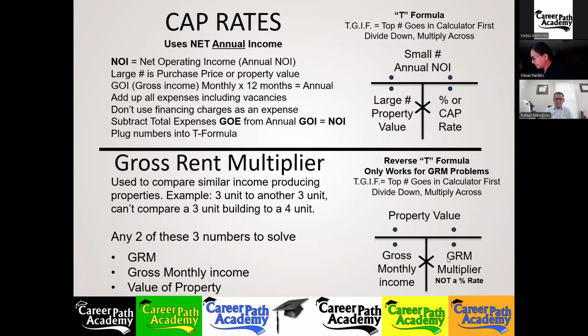You come up with this number, and then it's used to compare two properties. You could use it to compare a 3-unit building to another 3-unit building, a 4-unit building to another 4-unit building. You can't compare a 2-unit building to a 3-unit building. Okay, it has to be the same number of units. You got to be comparing similar types of properties here. All right, otherwise it doesn't work.